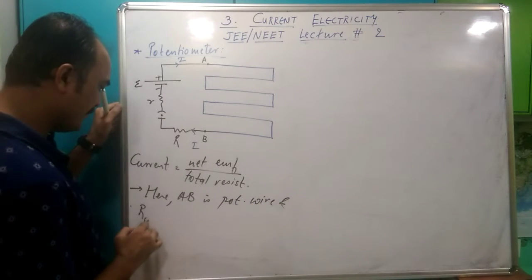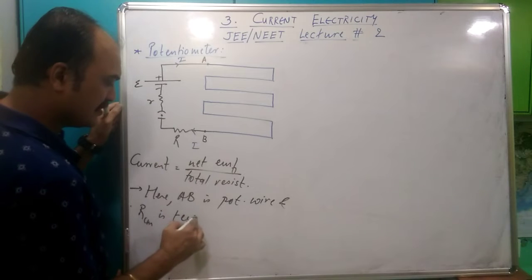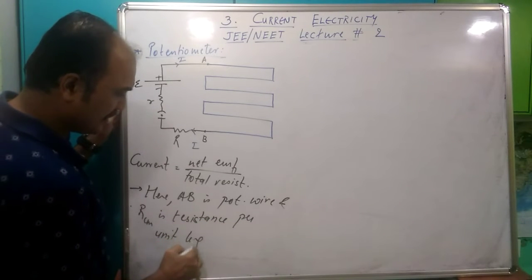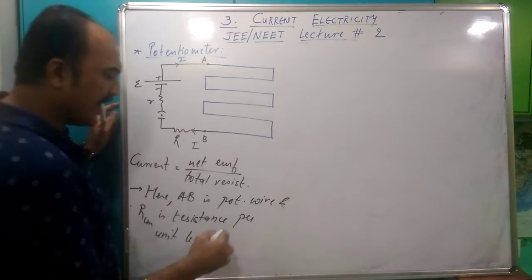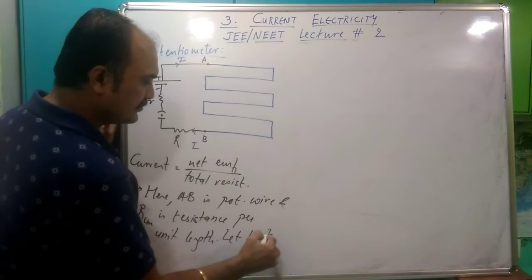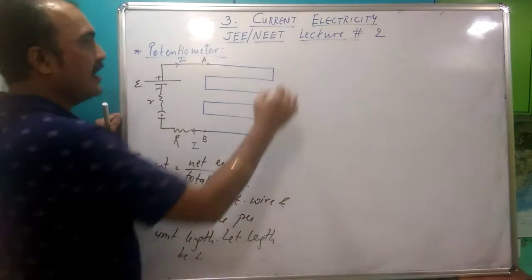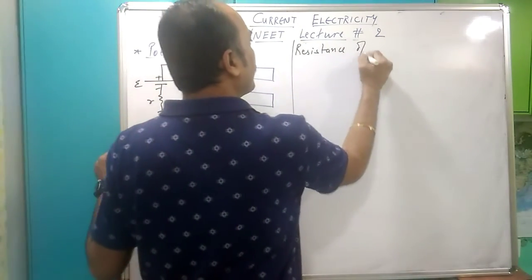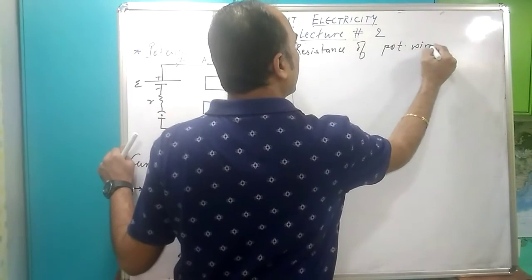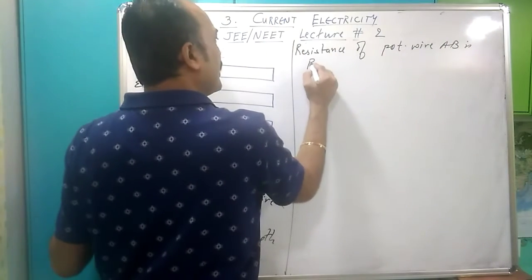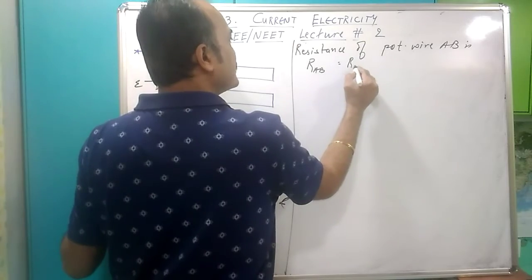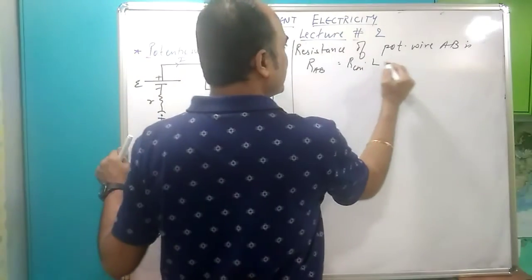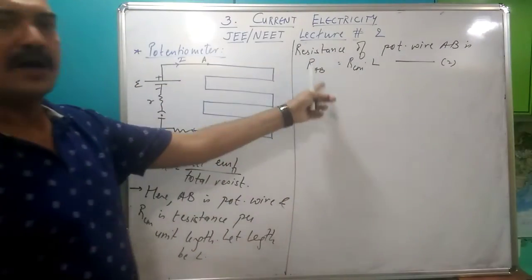Now here AB is the pot wire, potentiometer wire, and RCM is the resistance per unit length of the potentiometer wire. And let the length be capital L. So what would be the resistance of wire AB? The pot wire AB, we'll call it RAB, is RCM, resistance per unit length, multiplied by the length of the wire, which is L. So this is RAB for you.